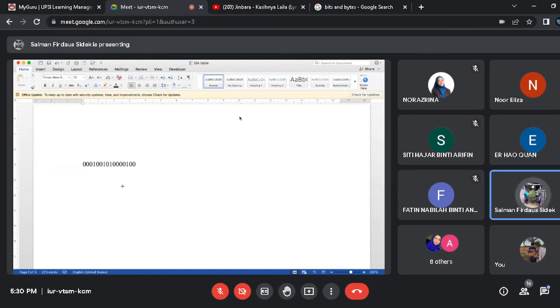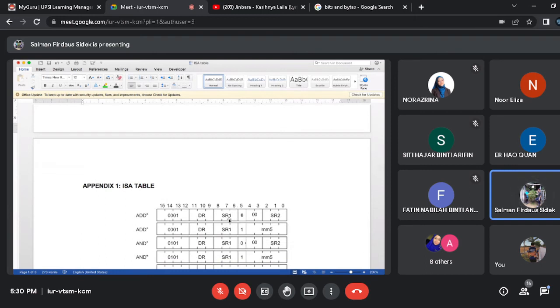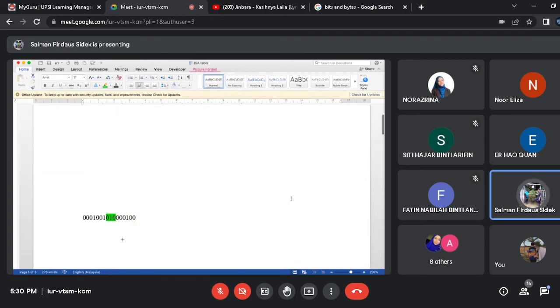So the first source, SR1, I mean the first operand. Where is the location of the first operand? The first operand is in 010, right? I mean the green one. This is SR1, isn't it? And the next one is SR2. And then DR is 001.